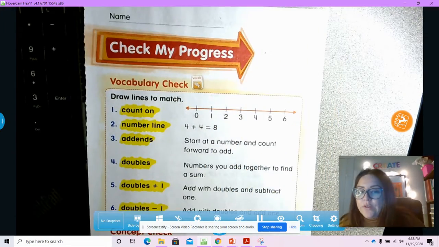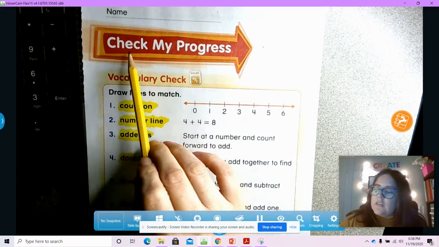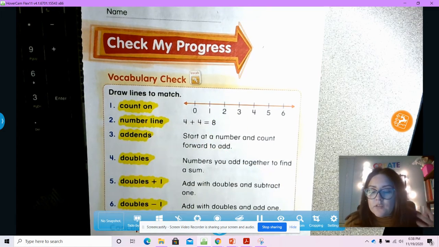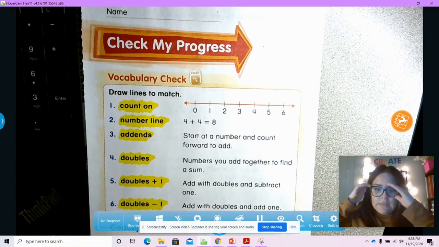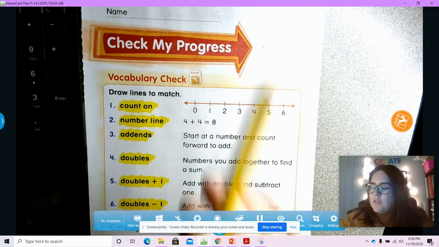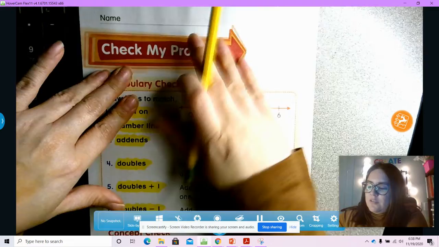Hi, boys and girls. Today you're going to be doing the page that says, check my progress. So we've been practicing different strategies for adding and subtracting, and today we're going to check your progress to see if you're understanding what we've been doing.